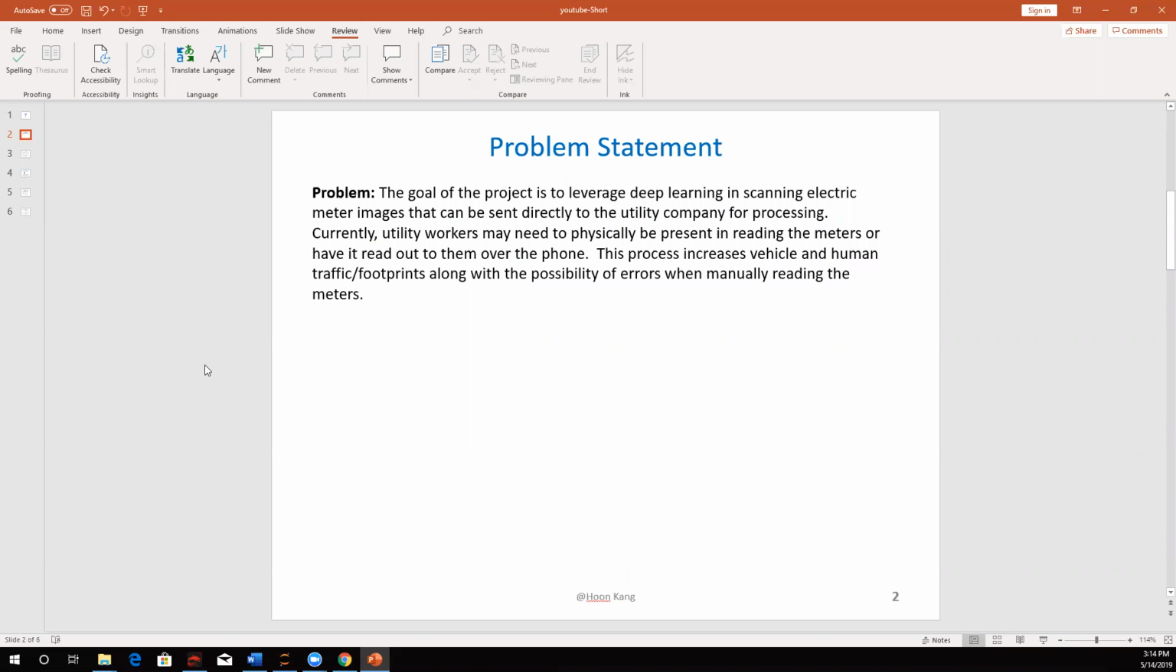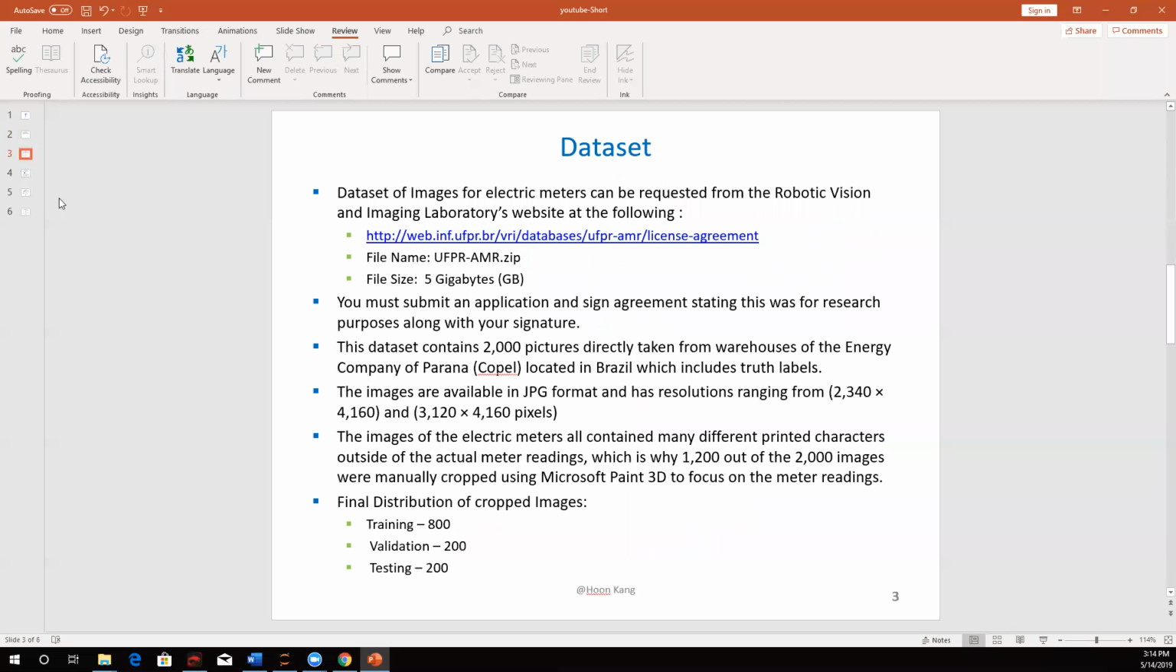Currently, utility workers may have a need to be physically present when reading the meters or having it read out to them over the phone. This process likely increases vehicle and human foot traffic, along with the possibility of having errors when manually reading the meters, and I'm hoping this solution will help optimize this process.